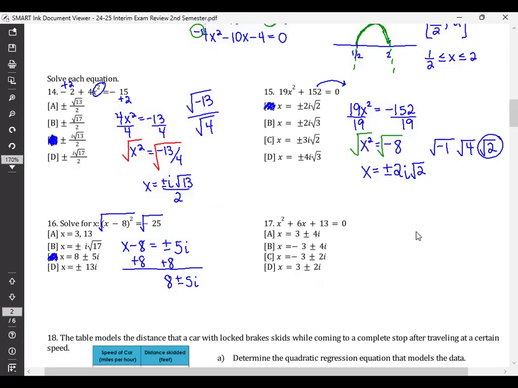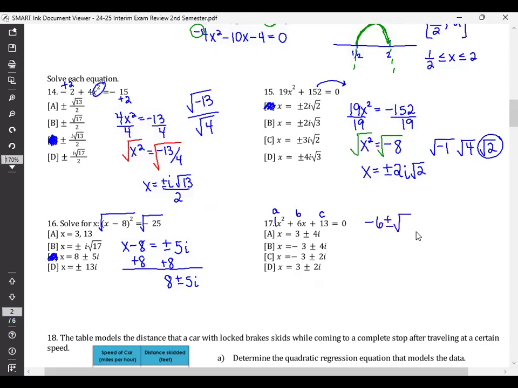And then for number 17, now we have a quadratic that has an x squared and an x. So for a problem like this, you either want to try to factor it or use the quadratic formula. This one will not factor, so I'm going to go ahead and do the quadratic formula. A would be 1, B is 6, and C is 13. Always make sure it's set equal to 0 before you pick out your A, B, and C.